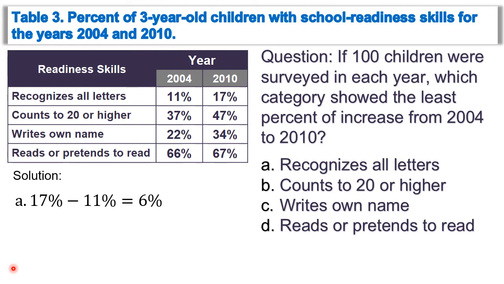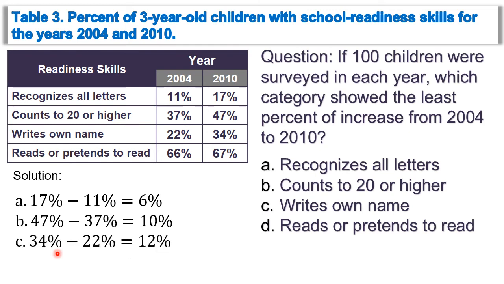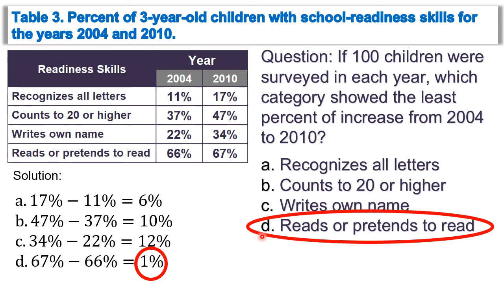So let's have our solution. A, that is recognizes all letters. 17 minus 11, so we have 6%. B, 47 minus 37%, we have 10%. C, 34 minus 22% equals 12%. And D, we have 67 minus 66% equals 1%. Going back to the question, which category showed the least percent of increase from 2004 to 2010? So which among here is the least? So we have 1%, and that refers to letter D, reads or pretends to read. Do you have the same answer?